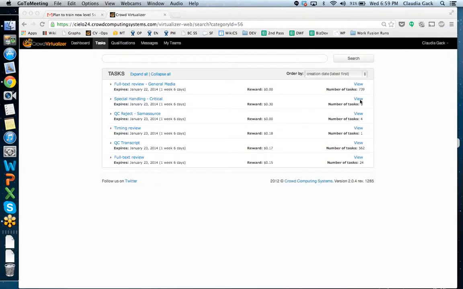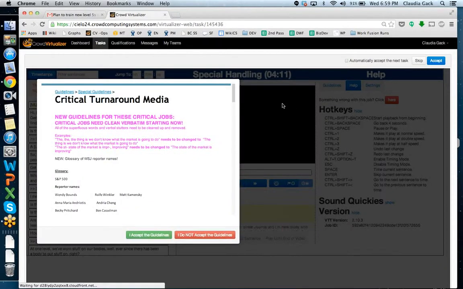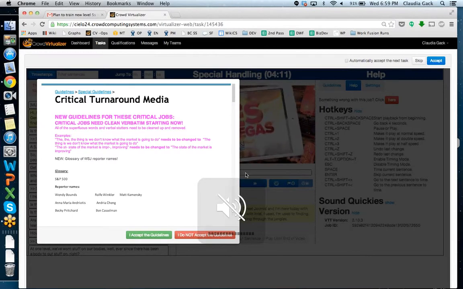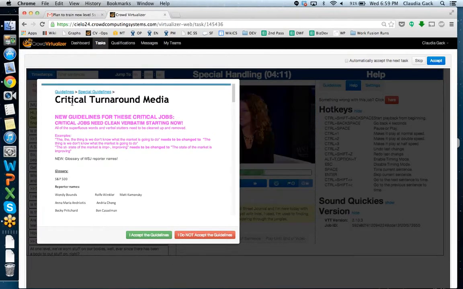So to access the tasks, I click here on View, and then I get the first task right away. So let's mute this real quick. What I have to do for this task is really clearly stated right here. We have special guidelines here for the critical turnaround media.